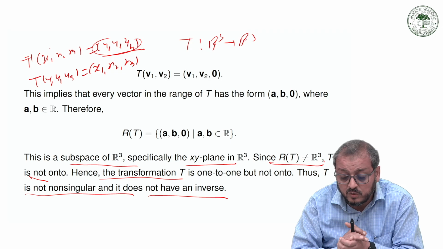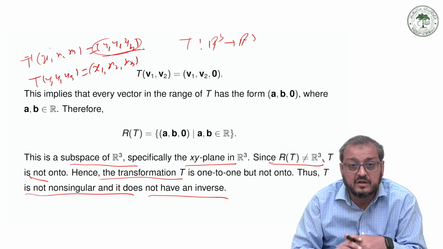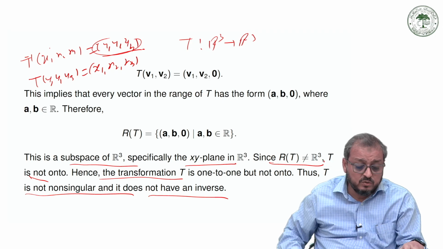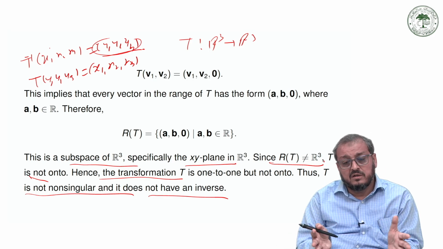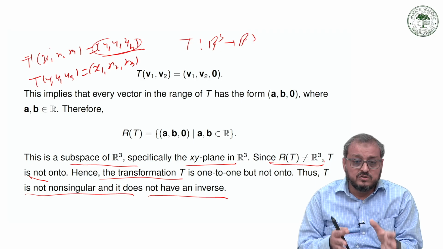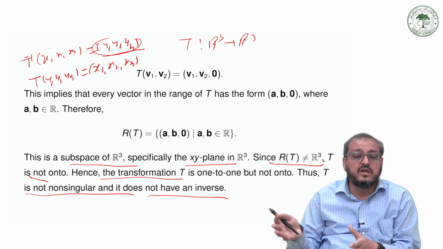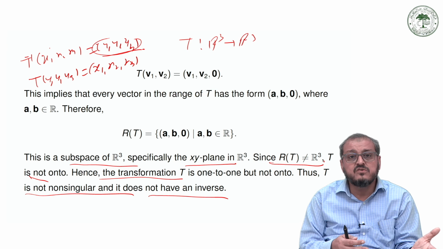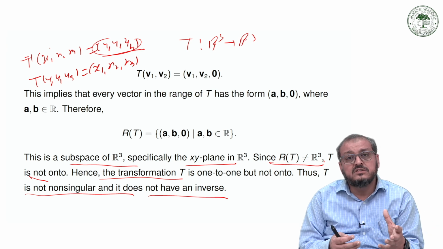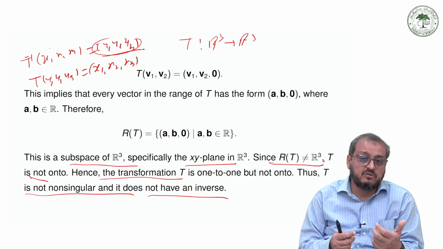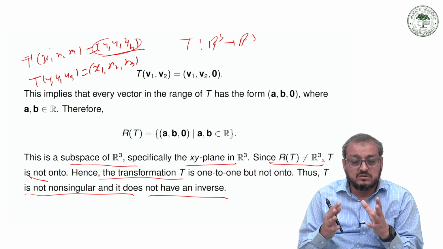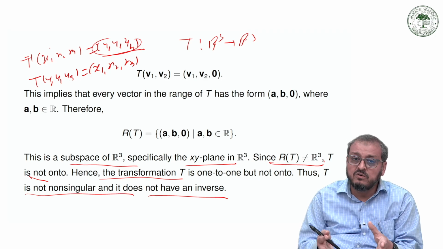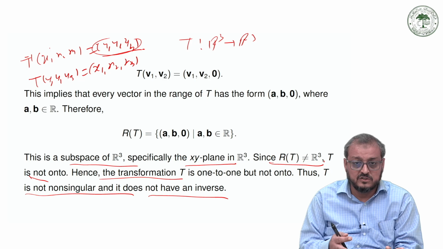In this session we try to solve 2-3 problems related to non-singular transformations. One of them shows that a linear transformation is non-singular and how to find its inverse. Of the other two examples, in one T is not 1 to 1 but T is onto, and in the other T is 1 to 1 but not onto. In both cases T is not non-singular. If it is not non-singular, then we cannot find the inverse of the linear transformation.